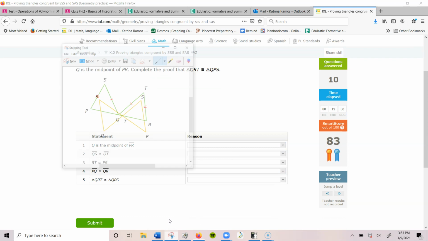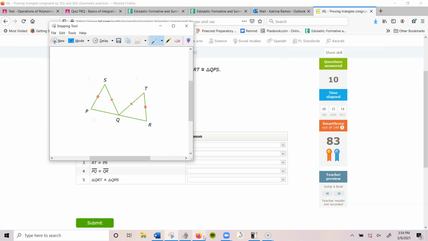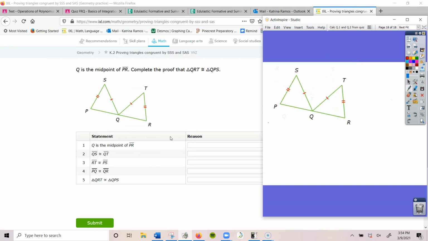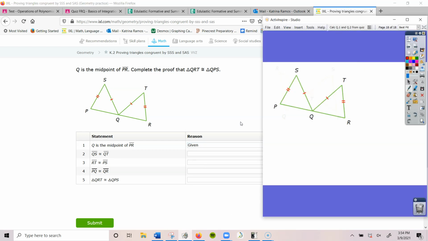Last one, just to make sure that we get to that 85. I want to make sure I got this all right, so I'm going to copy this diagram. Okay, here it says that Q is the midpoint of PR. And as you can see up here, that is a given statement. Next, I'm going to mark up this diagram. If Q is the midpoint, that means that PQ is going to be congruent to QR. Let's put 3 because we already have 3.